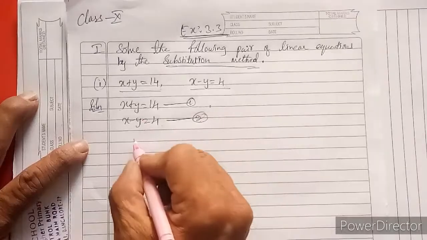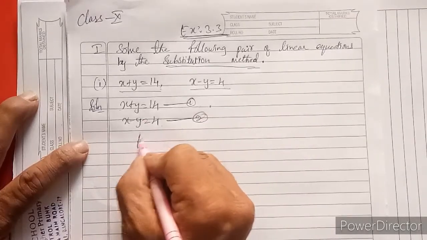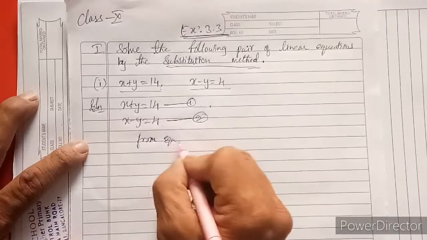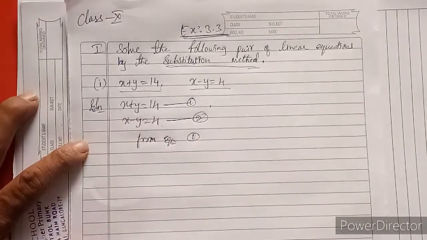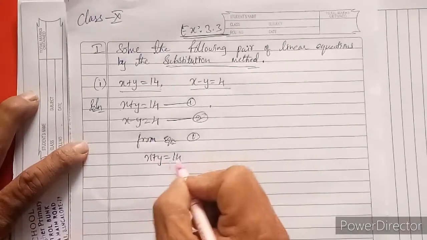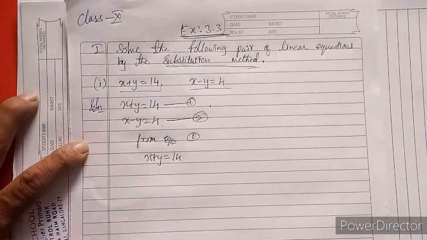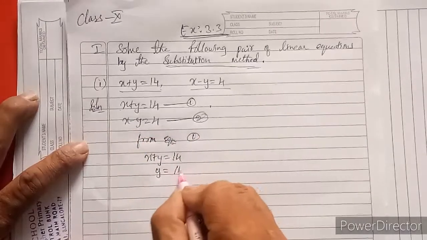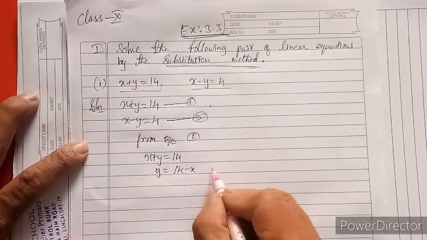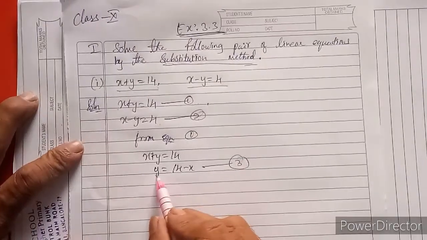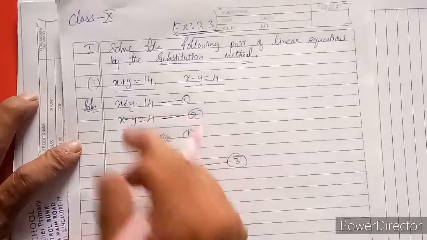Here I will take equation 1. What is equation 1? x plus y is equal to 14, right? If I transpose x to this side, y is equal to 14 minus x. I will call this equation 3. Substitute the y value in equation 2.